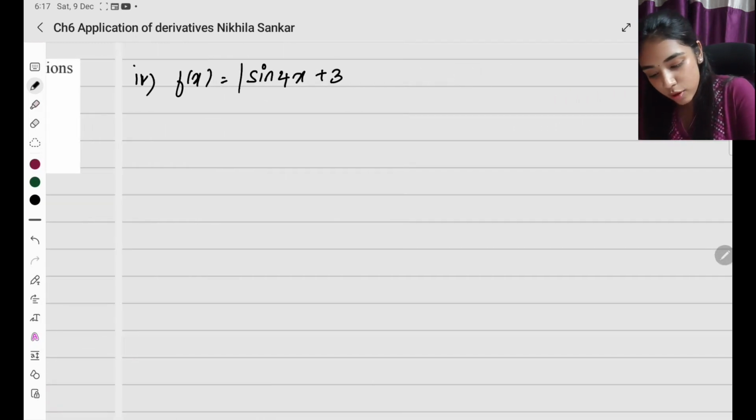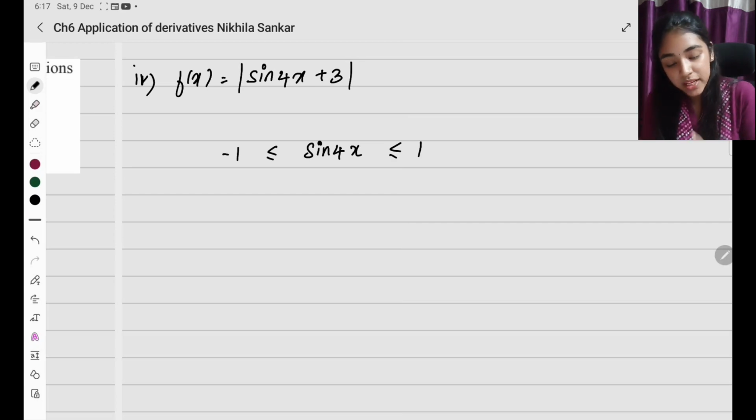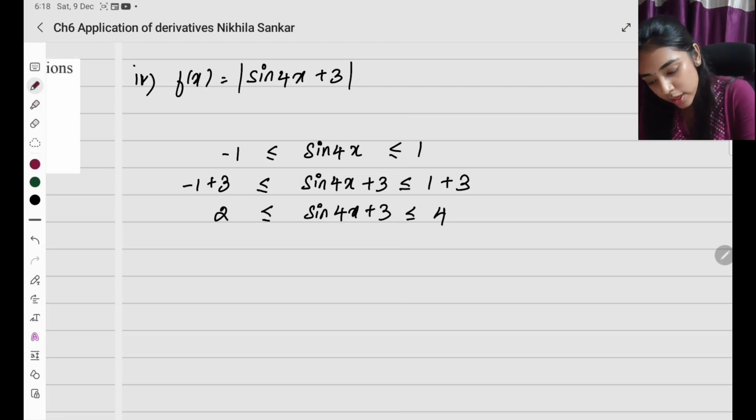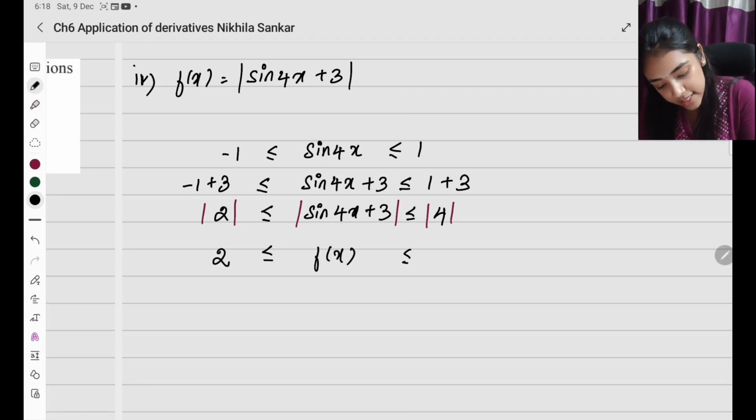Okay, inside a mod function. So this again I am going to solve using this way. So I have sin 4x less than or equal to 1, greater than or equal to minus 1. Now I need to add a 3. So I have minus 1 plus 3 less than or equal to sin 4x plus 3 less than or equal to 1 plus 3. 2 less than or equal to sin 4x plus 3 less than or equal to 4. When I add a modulus, this becomes mod and this becomes mod, but everything is a positive value. So I have 2 less than or equal to f of x less than or equal to 4.